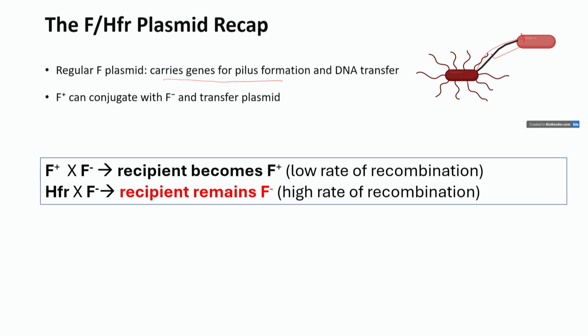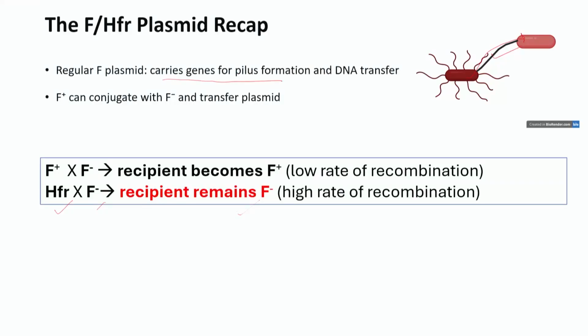Right. So these are the F plasmid, and I also told you that when an F plus donor conjugates with the F minus recipient, the F minus becomes F plus, and when an HFR donor conjugates with the F minus recipient, the recipient always remains F minus. I also mentioned in detail that this happens because when the F factor integrates with the bacterial genome, the genome is larger compared to the F factor alone.